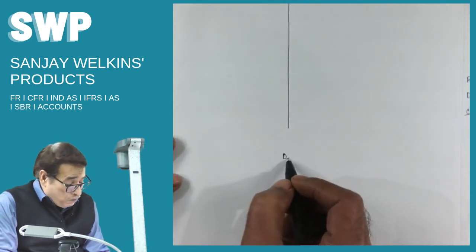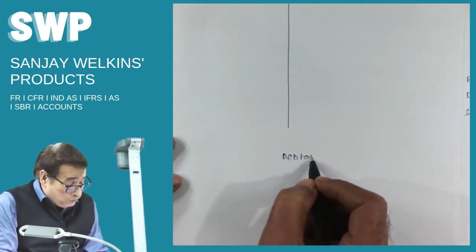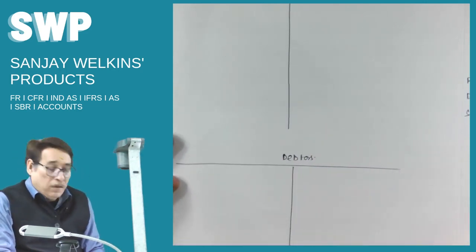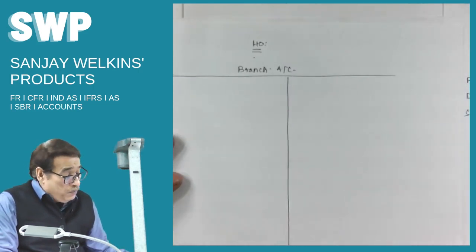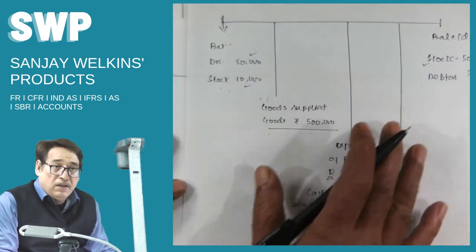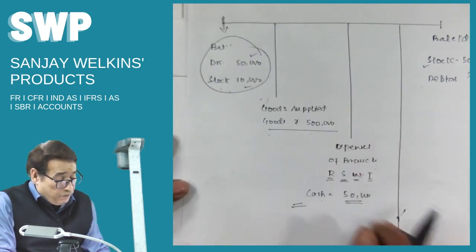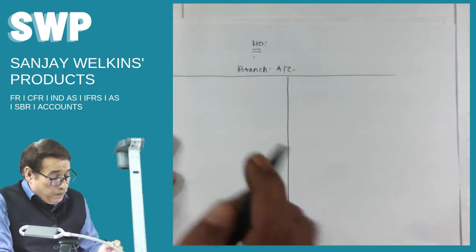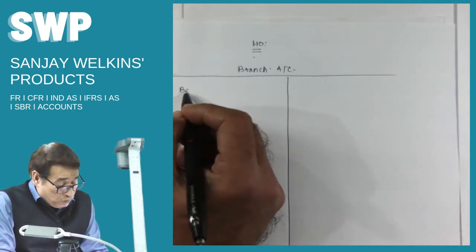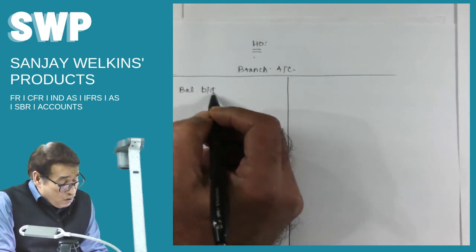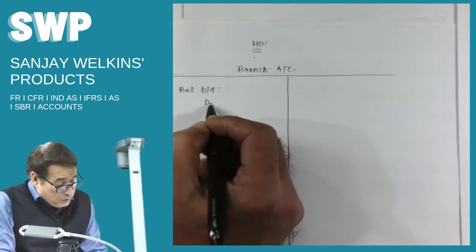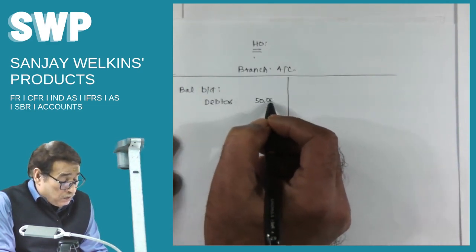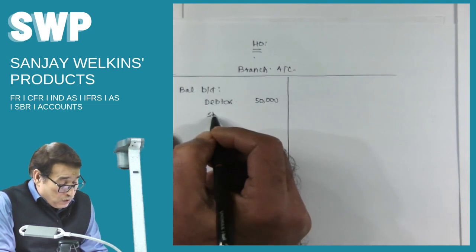Besides that, we will also prepare debtors account. As I told you, these are the transactions. Opening balances, we are going to write towards the debit side of the branch account. Opening balances, balance brought down, debtors, 50,000. And we have a stock worth rupees 10,000.